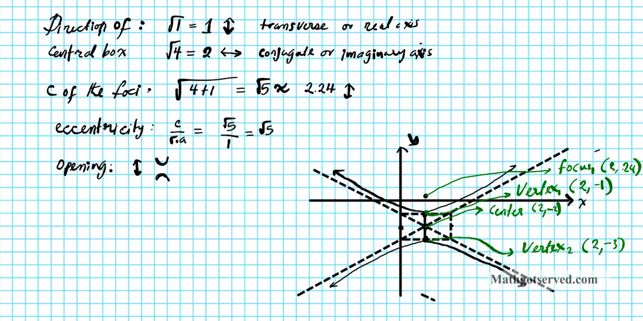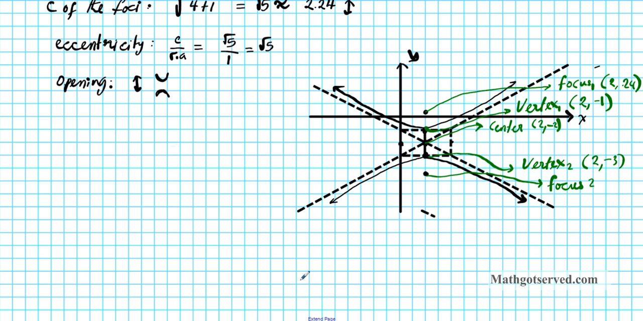Focus 2, we're going to go 2.24 units down from the center. So right there, it's an approximation. There goes our focus 2. Let's bring this up a little bit. The coordinates of our focus 2 involve subtracting 2.24 from the y-coordinate of our center.